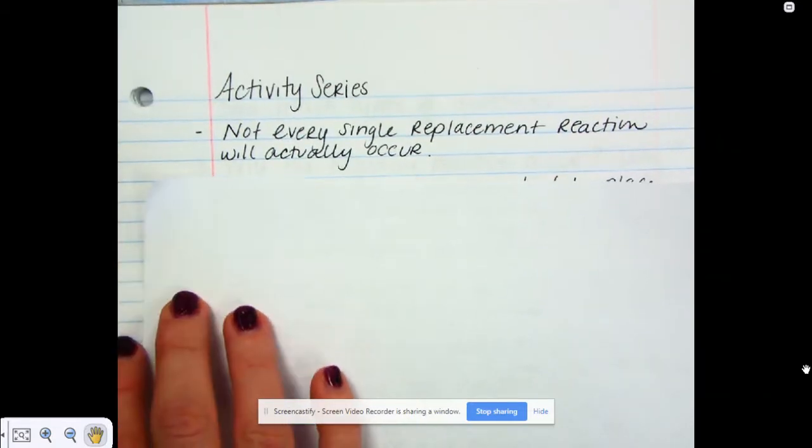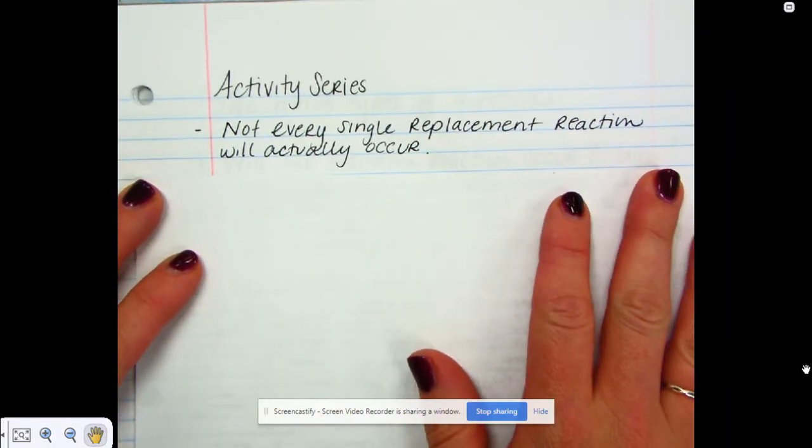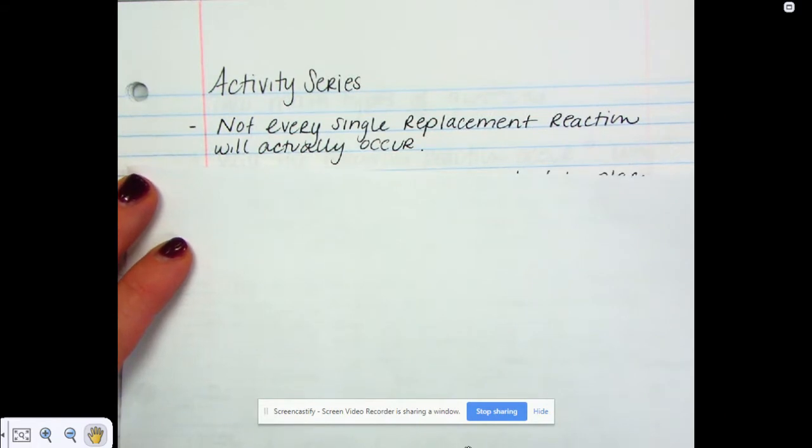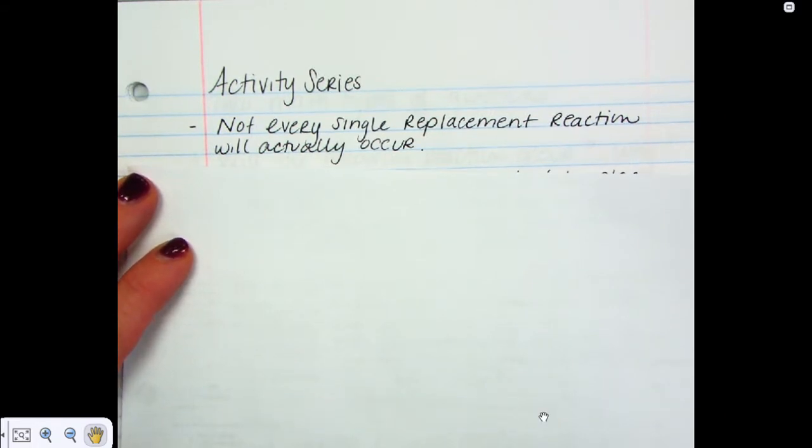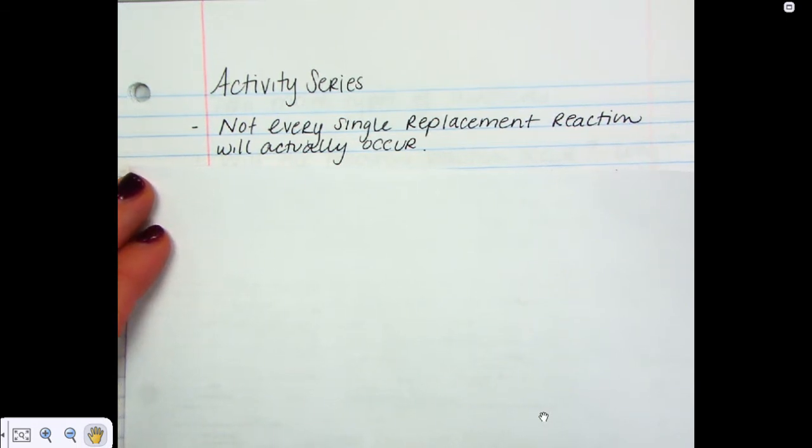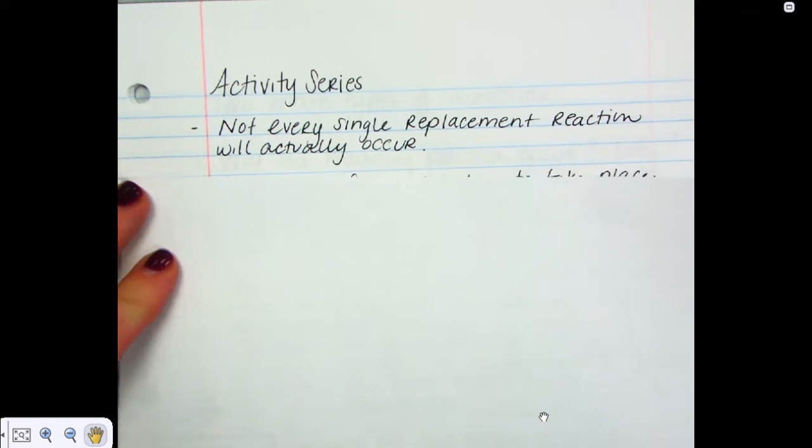All right, so this video is going to cover the activity series. Activity series is important for your understanding of your single replacement reactions. Thus far, as we've looked at balancing equations, we've just kind of assumed that if I give you reactants, products will form, which is not true. So the activity series governs whether single replacement reactions are actually going to occur.